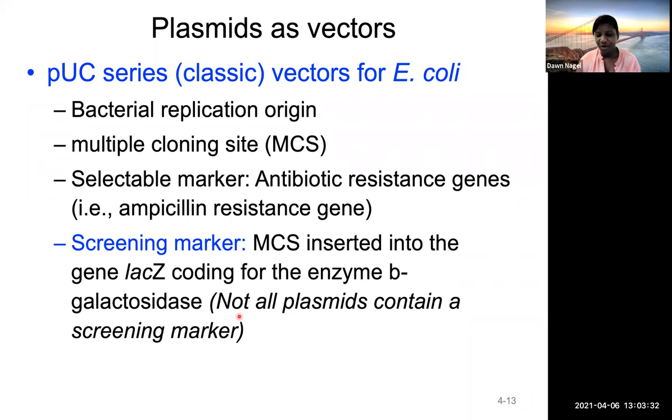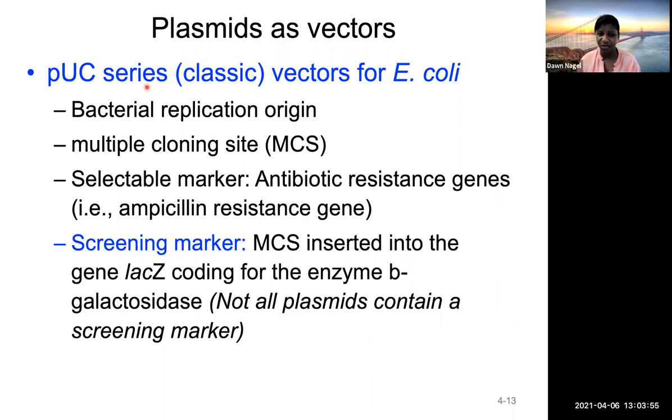Of note, not all plasmids contain a screening marker, because now we've developed different types of plasmids and have modified these very basic classic vectors to have additional features where we can easily screen them to know whether or not our vector has taken up the piece of DNA in the right location.